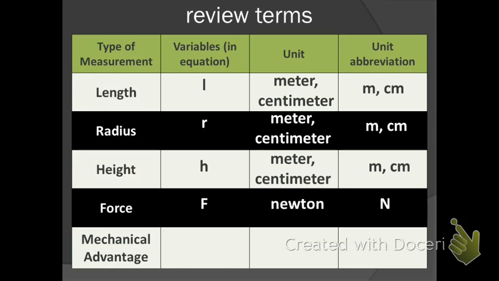The last one, which looks like it got cut off on your paper, should be mechanical advantage. How do you abbreviate mechanical advantage? What would you look for in the formula? MA. What units do you use for mechanical advantage? Try again. None. There are no units for mechanical advantage. So I just put a line through those boxes to remind you there are no units.